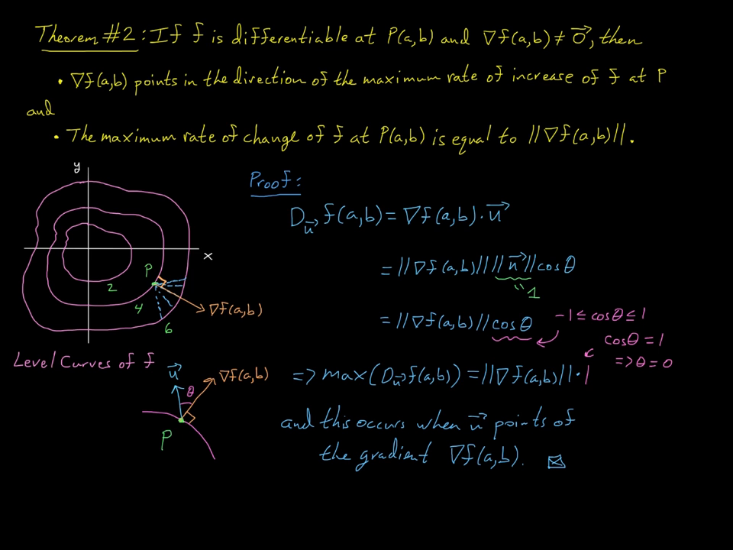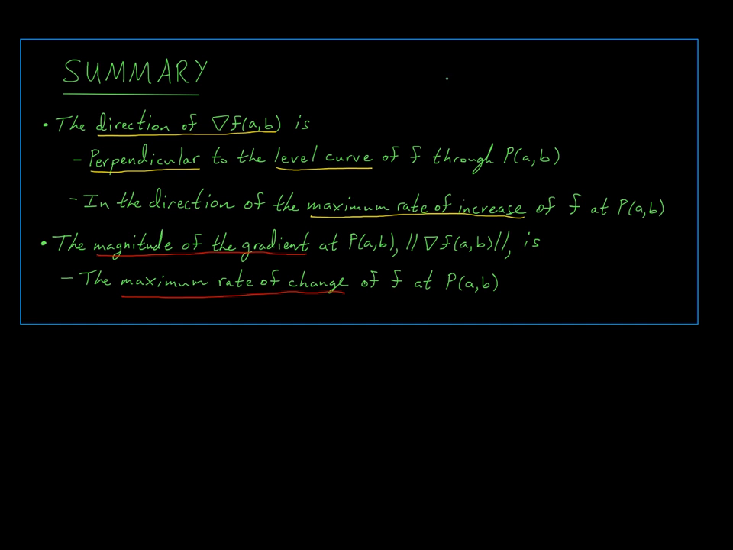So now for the very last thing, let's just summarize everything we've just discussed. First up, we can say that the direction of the gradient is perpendicular to the level curve of f through our point P, and it's in the direction of the maximum rate of increase of our function at P. And then lastly, the magnitude of the gradient is the maximum rate of change of our function at the point P. All right, in the next video, we will see all of this in action.